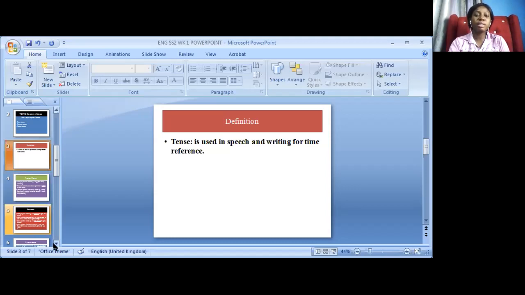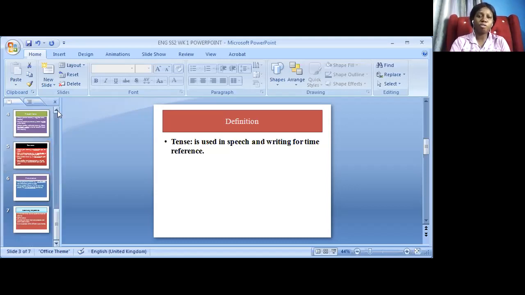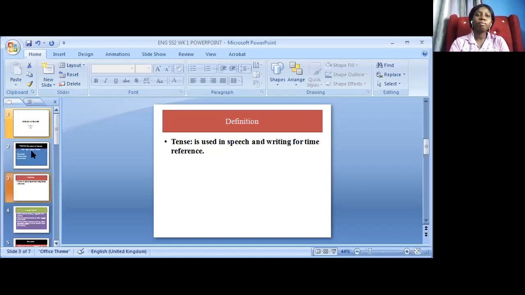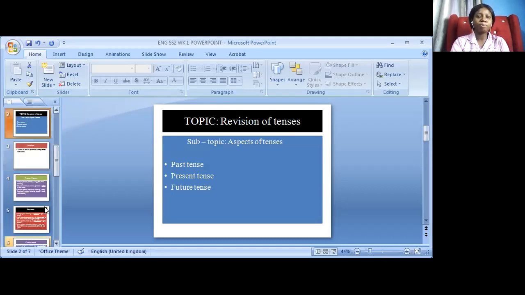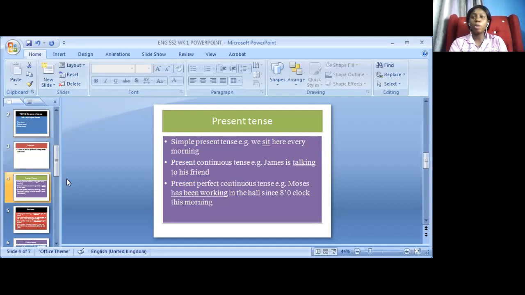Now let's go to the main aspects of tense. We have three main aspects of tense in the English language: the present tense, the past tense, and the future tense. I'm sure you're familiar with all of this. So we'll just talk briefly about each of them, and then we'll also talk briefly about their other divisions. All right, I hope we're together.